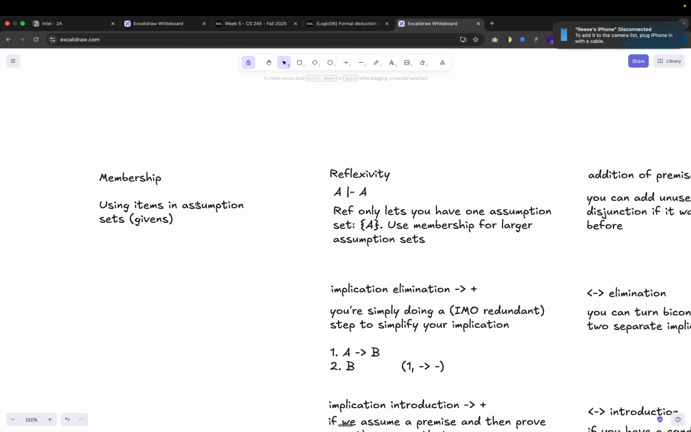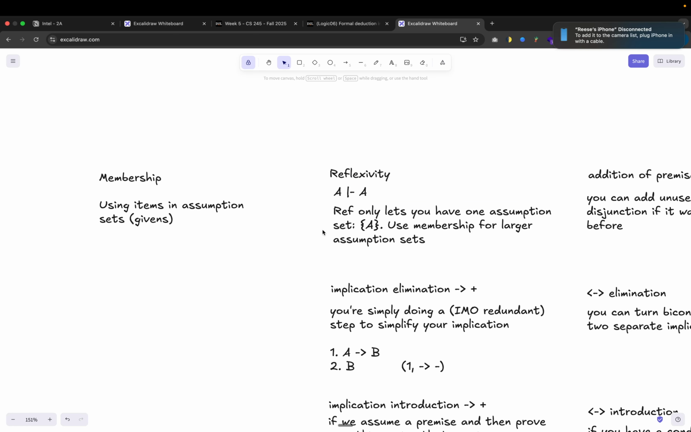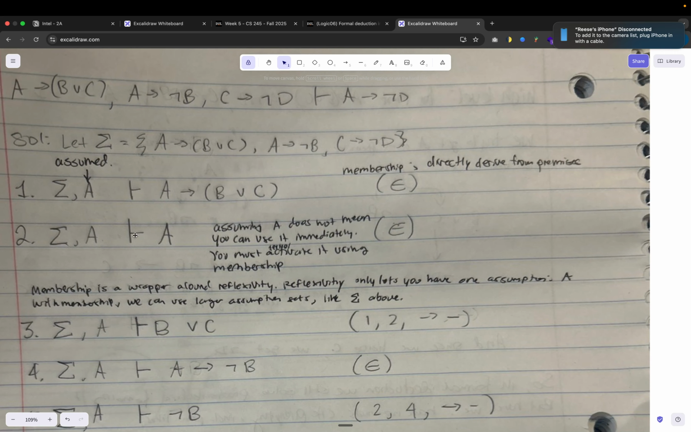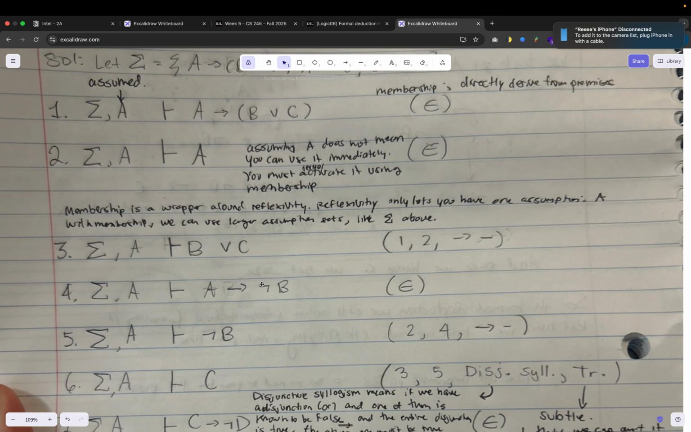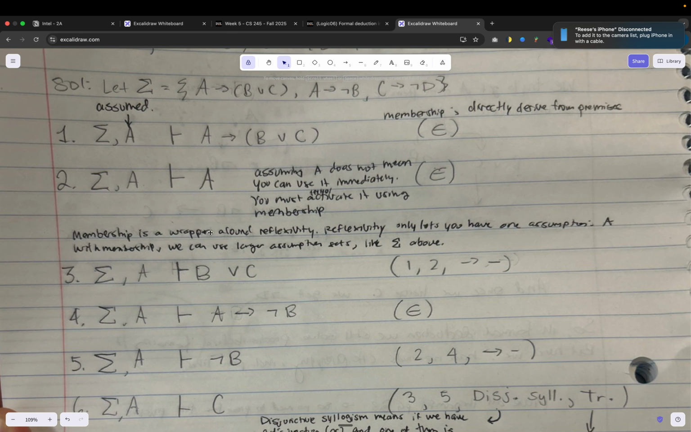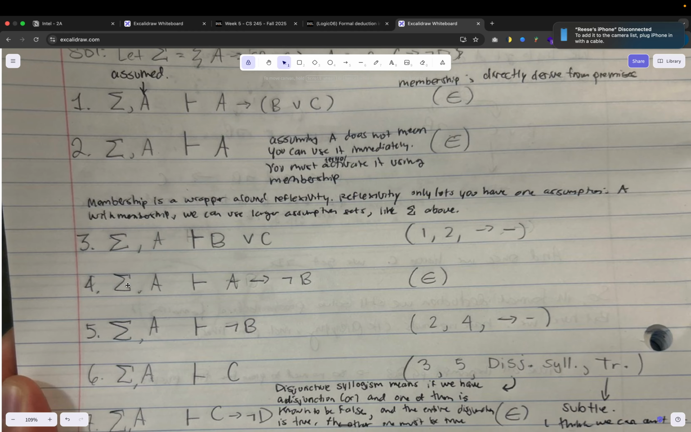But membership lets us use the items in an assumption. Reflexivity is different because you only have one assumption set. So the only thing in an assumption is A. That was one of the things I was confused about. I thought this would deduce reflexivity. It's not. So now from here, we activate this using the fact that we have A. So now we get B or C. So we cite 1, 2, implication minus.